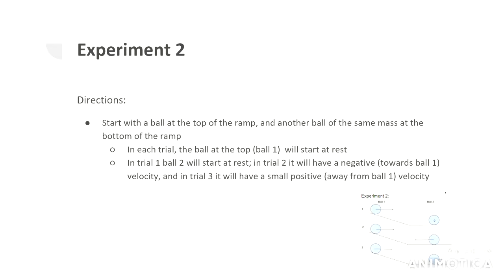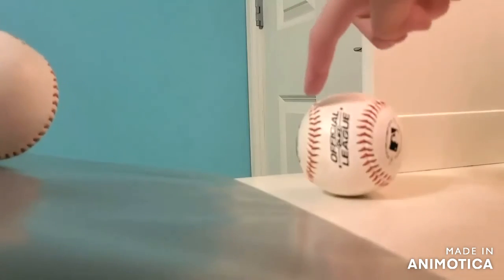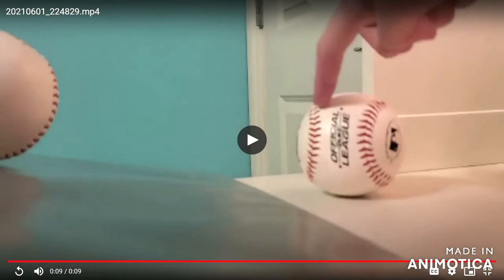You're going to start with one of the balls at the top of the ramp and another ball of the same mass at the bottom of the ramp. In each trial, the ball at the top will start at rest, so you're just going to let it roll down. In your first trial, ball 2 will also be at rest. In your second trial, ball 2 will have a slight push towards the first ball, so towards the ramp. And in the third trial, it will have a small push away from the ramp. As you can see, it's still starting from rest, and ball 2 is getting a different push each time: either no push, close to towards the ramp, or away from the ramp.